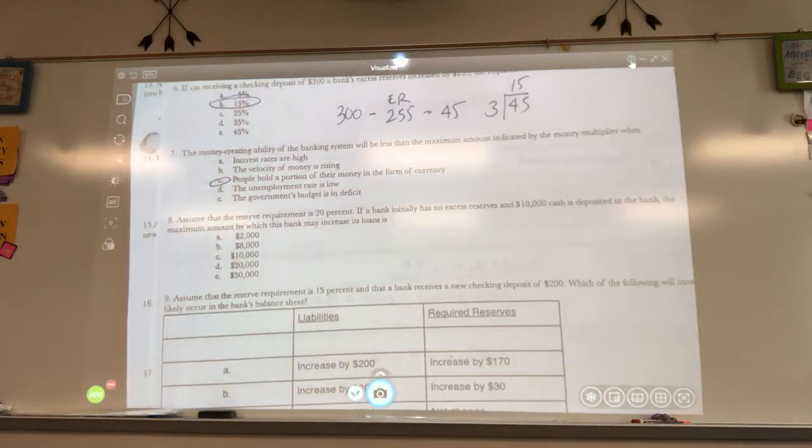The unemployment rate is low, does that even relate to this? Okay, the government budget was in a deficit, does that relate to this? No. Alright, let's look at the next one, 8.